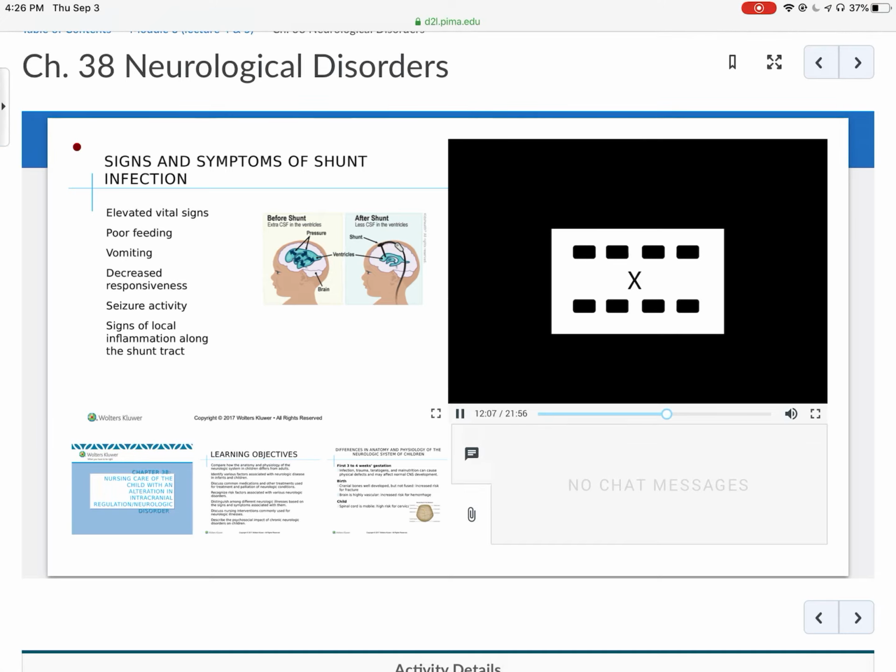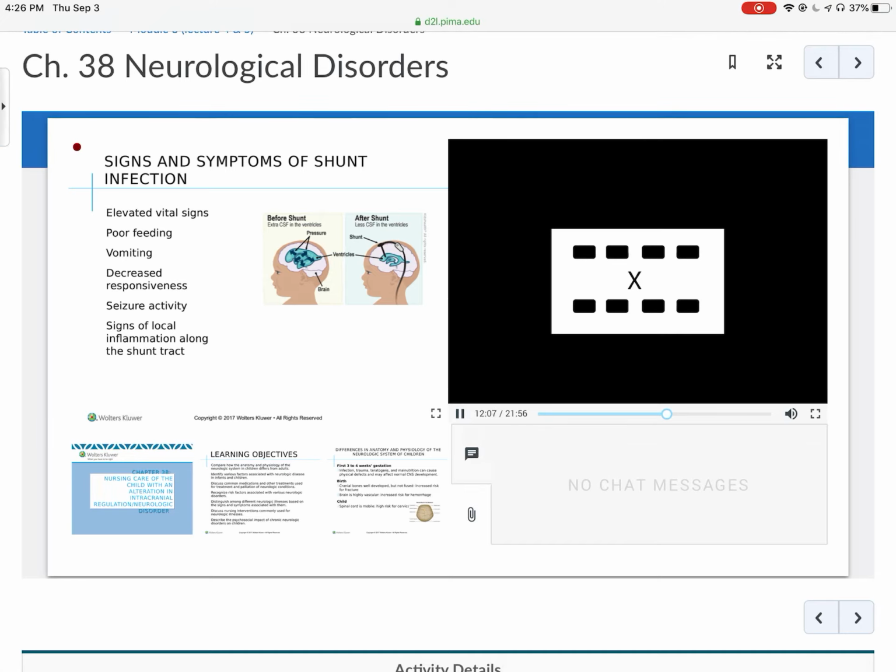So signs of a shunt infection would be some of the same signs of increased intracranial pressure. So your elevated vital signs, poor feeding in an infant, inconsolability, seizures, maybe some inflammation along the tract.